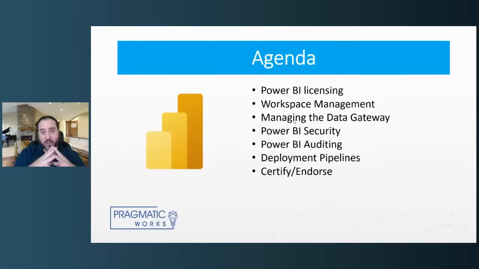Of course, we're going to talk a little bit more around the security aspect of it. This will include things like row level security. We're going to talk about multi-factor authentication and auditing. There's kind of two different ways we can go about this. A little conversation around deployment pipelines and the idea of certifying and endorsing data sets. And who knows, sometimes there's little questions that pop up that throw us in another direction. Depending on the time, I'll see if I can address those.